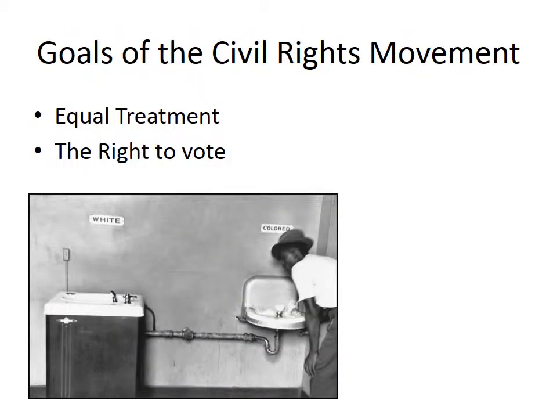You should know that there are two goals of the civil rights movement: equal treatment and then the right to vote. So if you don't understand what they were fighting for in equal treatment and in their right to vote, you're not going to understand the civil rights movement. So when I say equal treatment, what am I talking about?